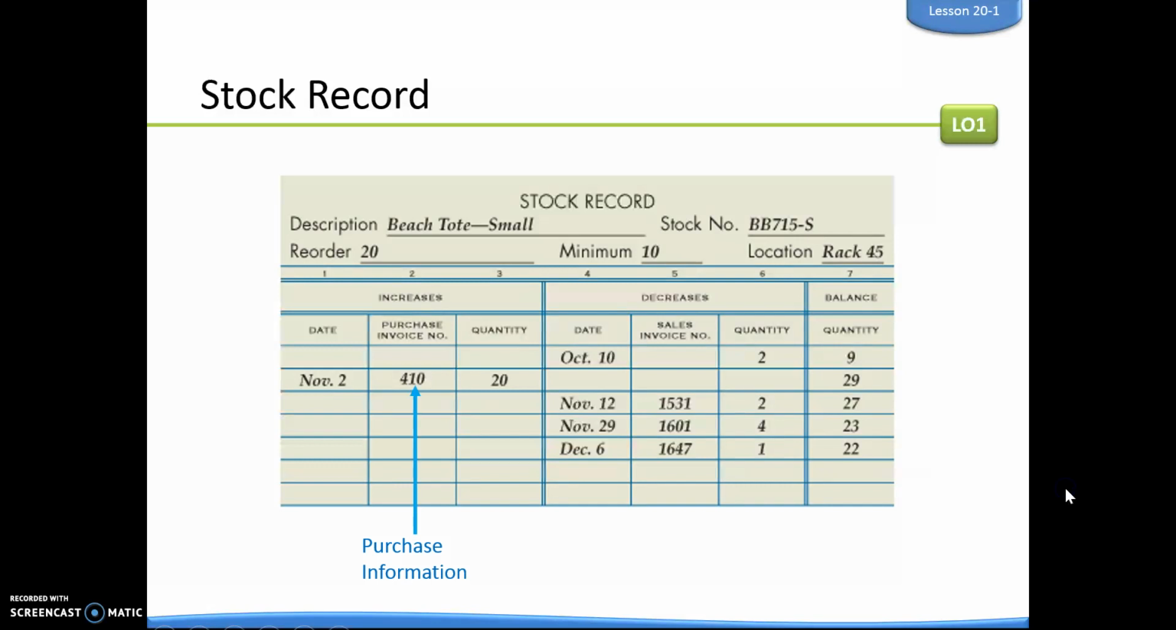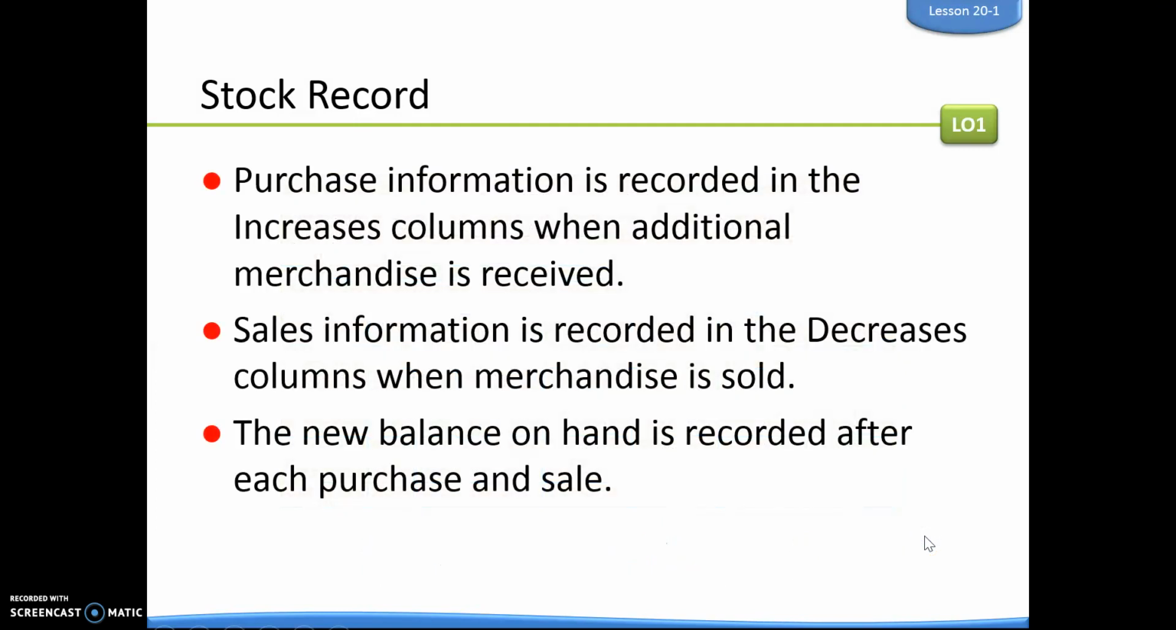So this is what a stock record looks like. It has our purchase information here, and it also has our sales information here. So notice that purchases go in the increase column, obviously because you're purchasing merchandise, and decreases are for sales. And we'll talk about that here on the next slide. Sales information is recorded in the decreases column. Obviously, when merchandise is sold, your inventory goes down. And then we make sure that we update our balance on hand after each purchase and sale.